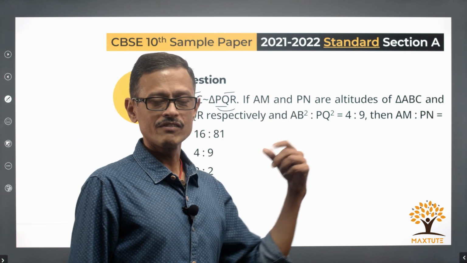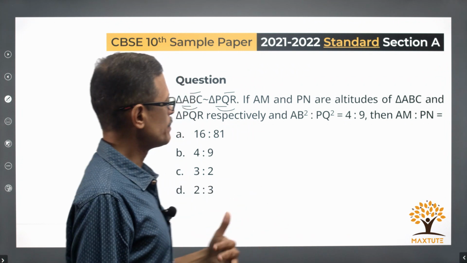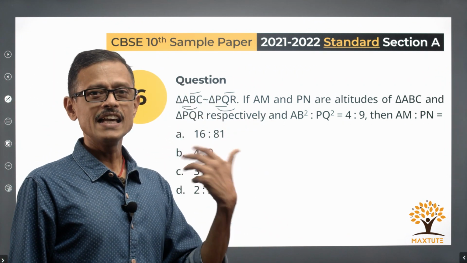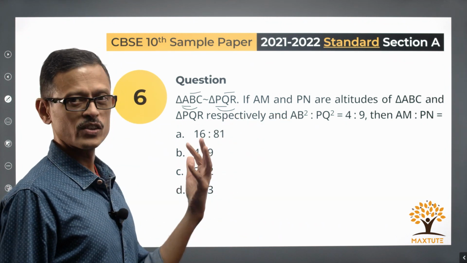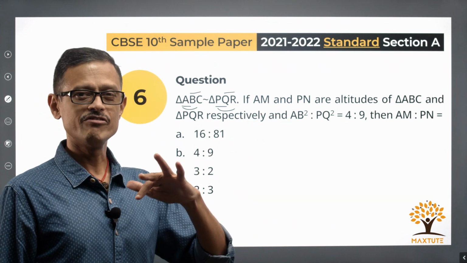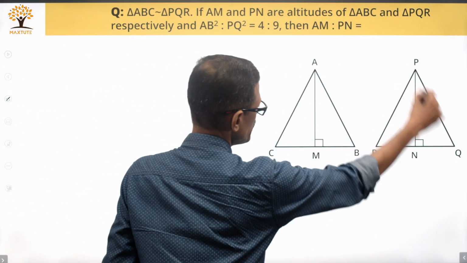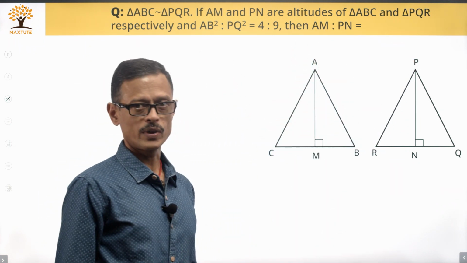AM and PN, we'll check it out in the next slide, are altitudes to triangles ABC and PQR respectively, such that AB square is to PQ square is 4:9. What we need to compute is the ratio AM is to PN. A very easy question, right? So these are the corresponding sides: AB, PQ, QR, BC, CA, RP, right? These are the corresponding sides.